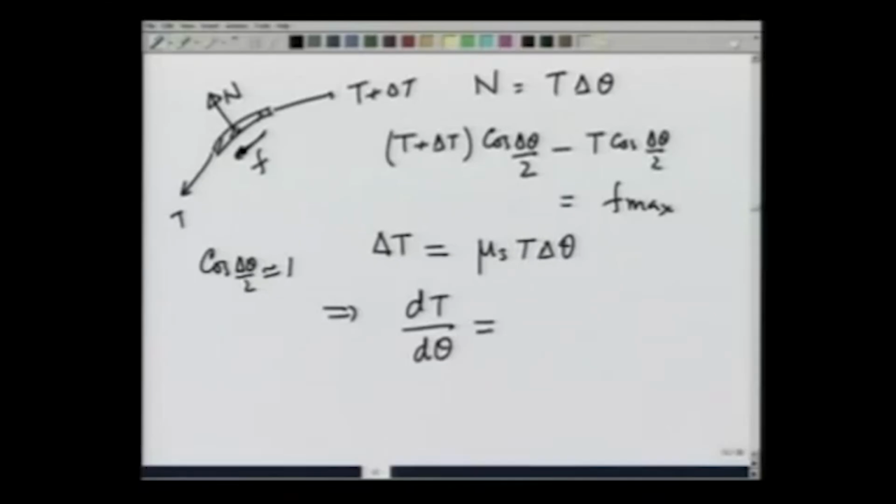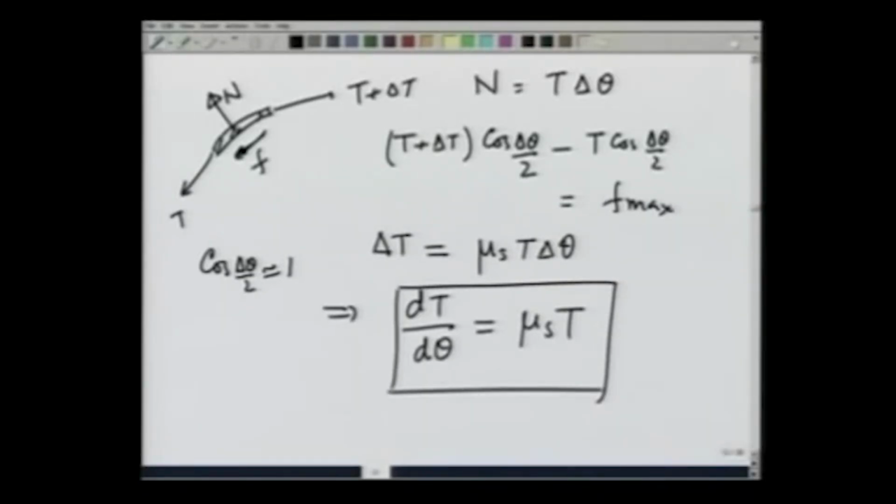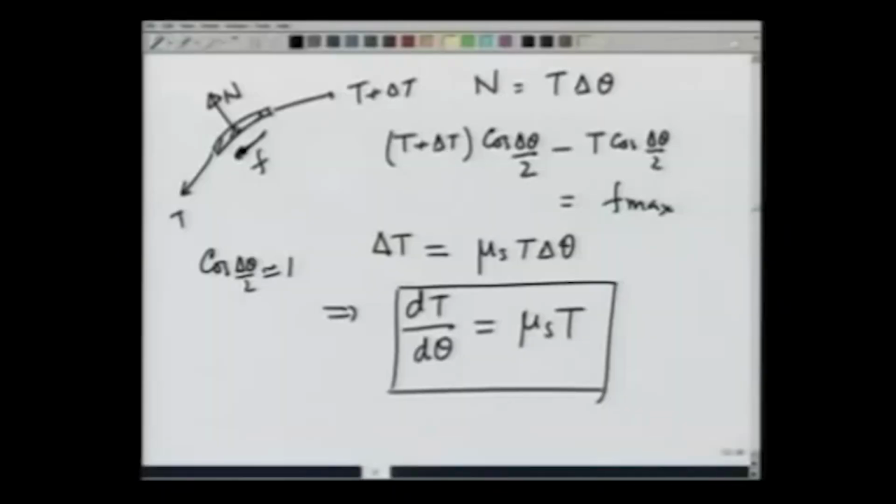and this gives me an equation for the relation between tension and the angle. The maximum possible value of friction is mu s times N, and this gives me the relationship between the maximum possible difference of tension that will still keep the rope in equilibrium, will keep the rope from moving under the differing tensions and under this friction.